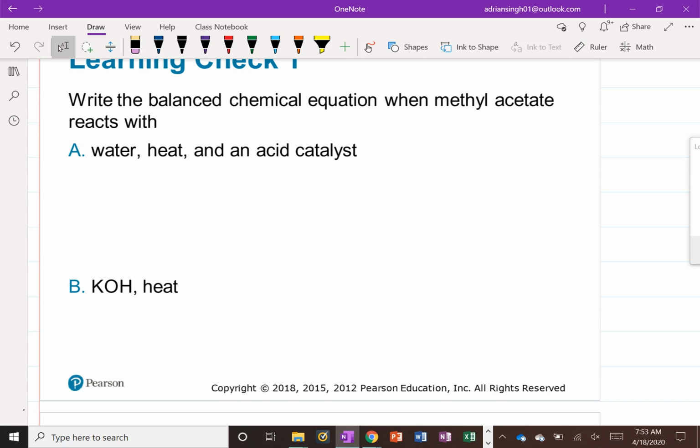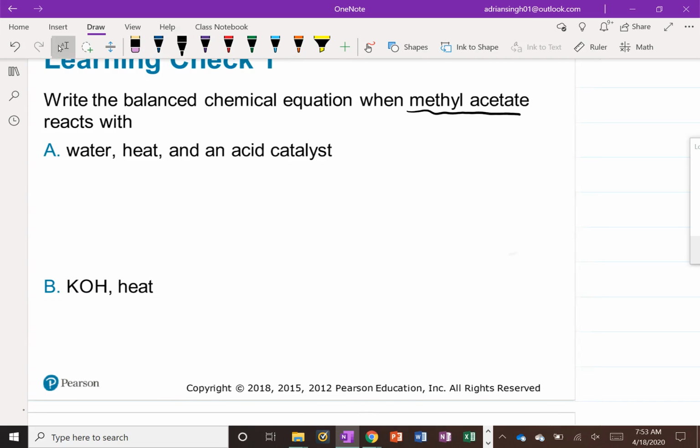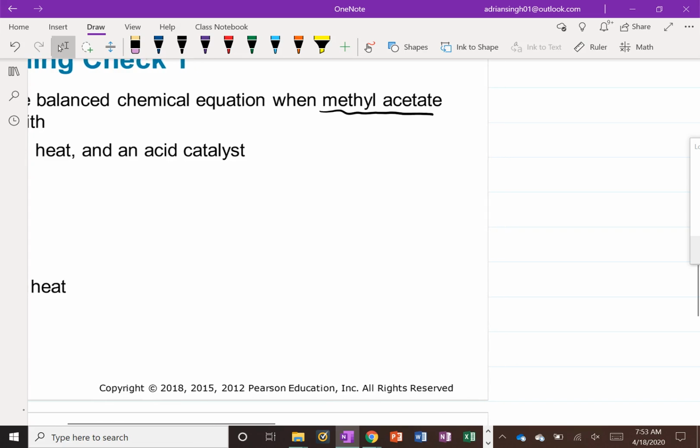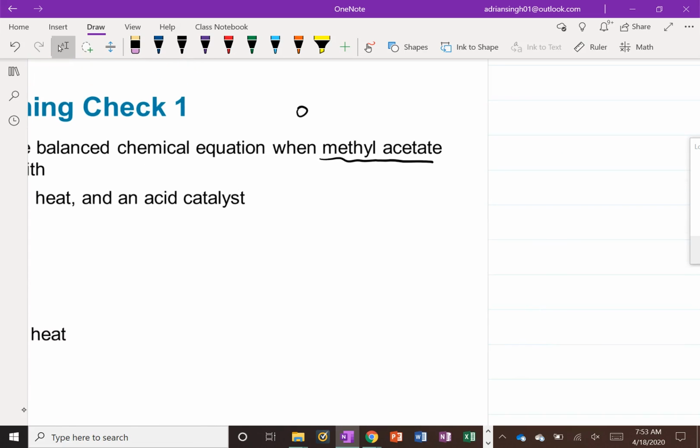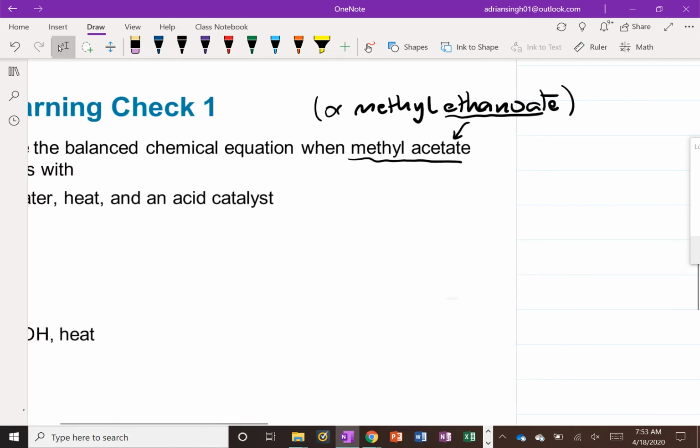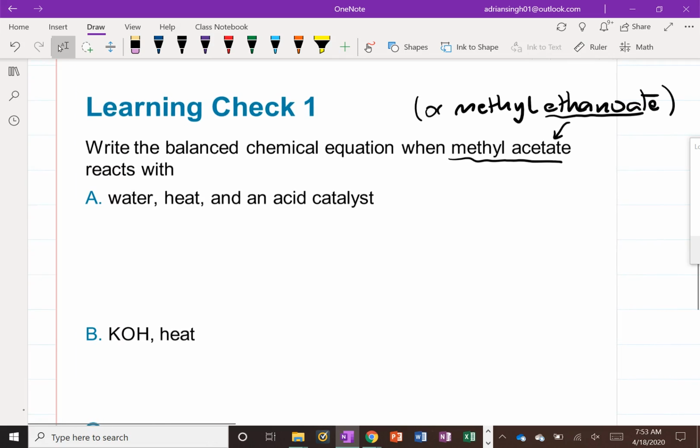So let's see here. It says, write the balanced equation when methyl acetate, so that tells you it's an ester right away. Methyl acetate you could also name as methyl ethanoate, because ethanoate is the IUPAC name for acetate. That's a 2-carbon part of the molecule, and it's reacting with water, heat, and an acid catalyst. This suggests that this would be acid hydrolysis.